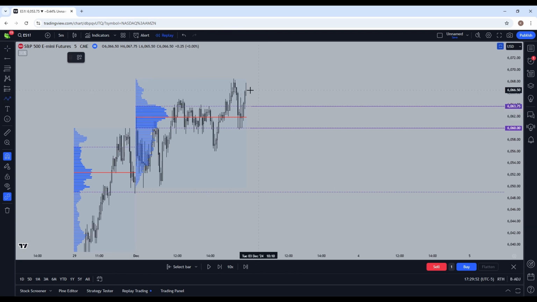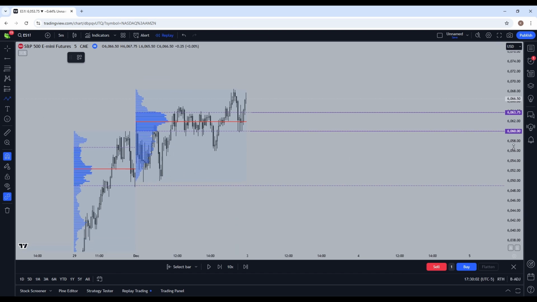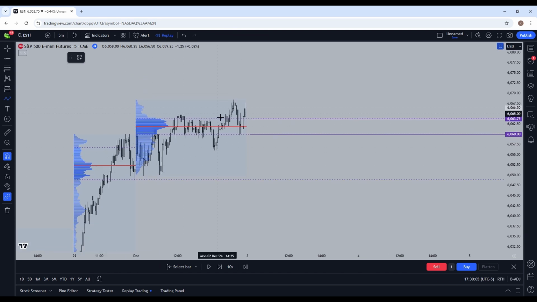Now, how do I use these levels to actually trade? Well, like I said, we're only using the data from the past couple sessions. In this case, I just randomly went to a point. What is this date? We're at Monday, December 2nd. This is the close, and as you see, we have these levels here.